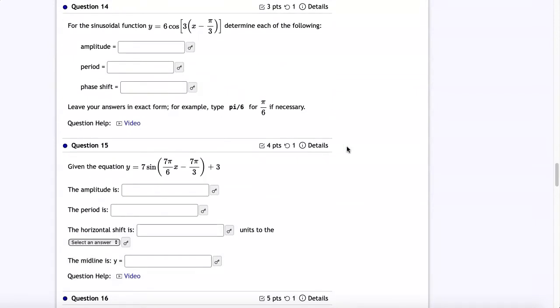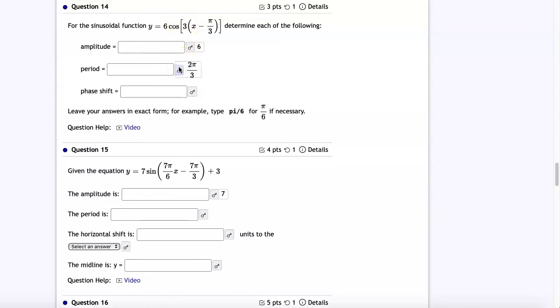Okay, question number 14, we're going to analyze this equation. This is for 14 and 15. We're doing some basic analysis. The amplitude here is 6. Same thing over here. You can see that the amplitude would be 7. The period is 2 pi over the b value. 2 pi divided by 3 is 2 pi thirds.